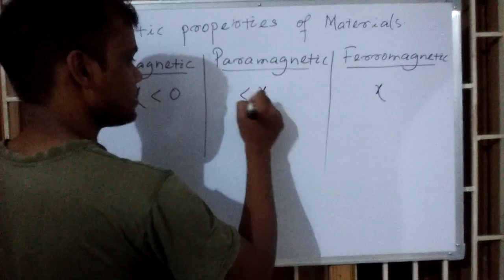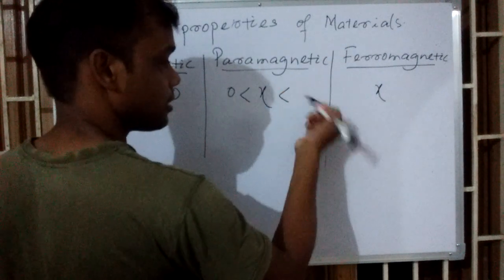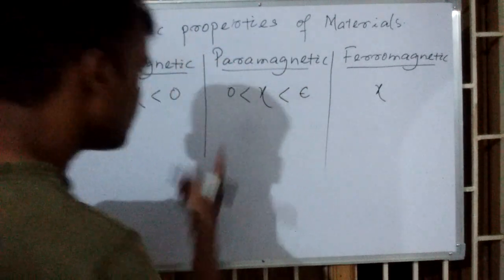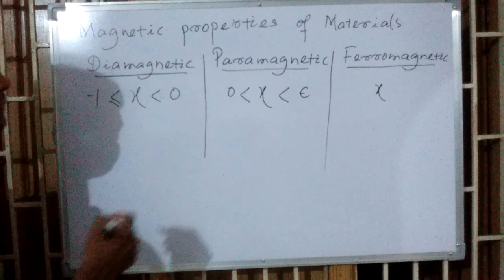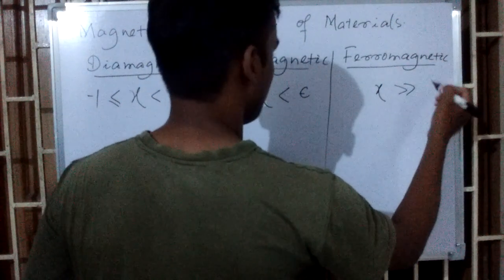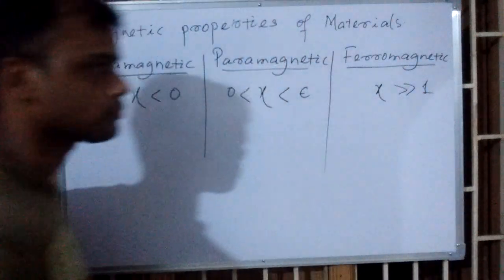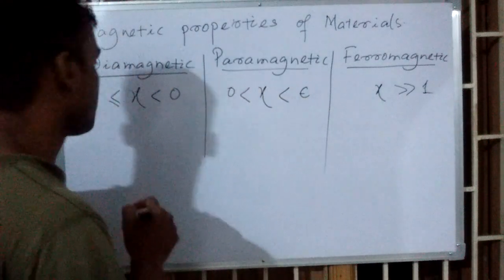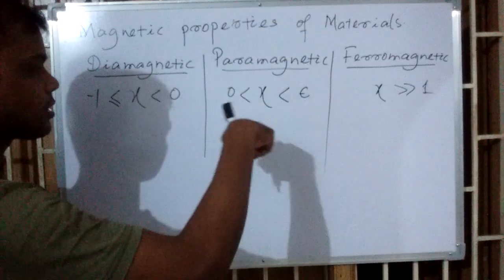If chi is greater than 0 but less than a small positive number, then it is called paramagnetic. For ferromagnetic, it is very much greater than 1. It is a very large value. Okay. Now from this we can go on.